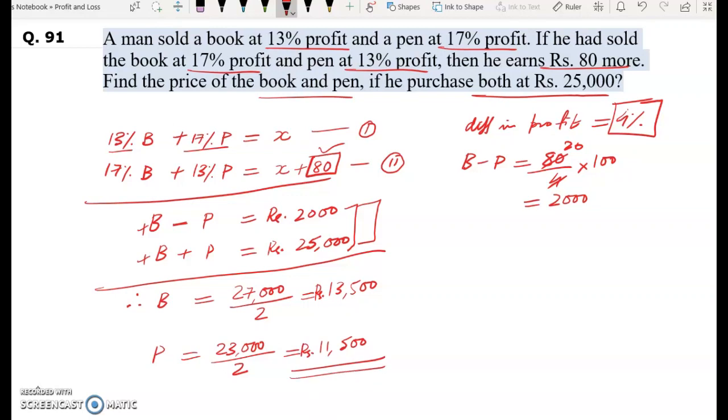So the price of pen is rupees 11,500, and this is our answer.